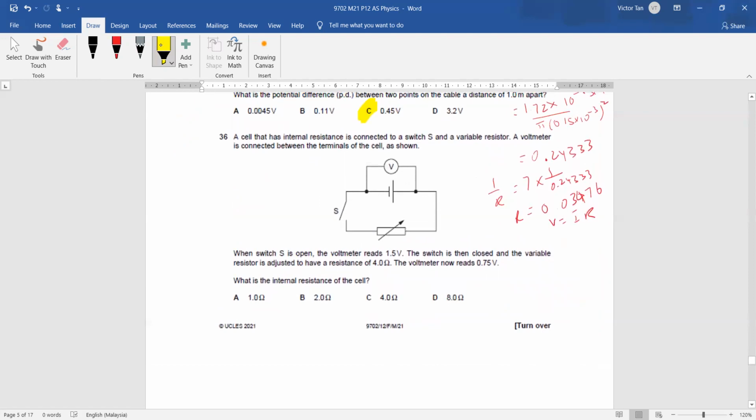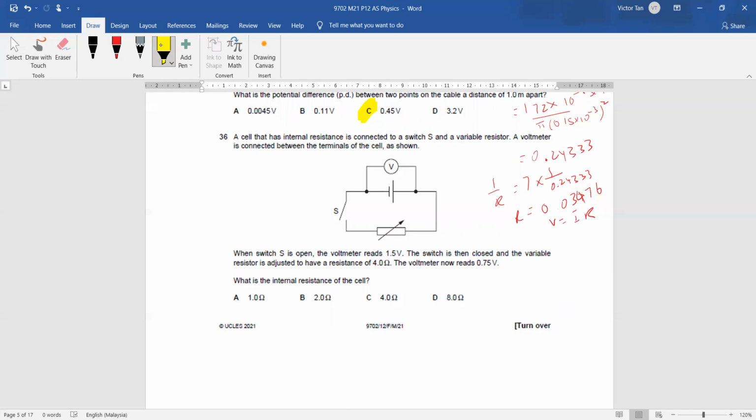A cell that has internal resistance is connected to a switch S and a variable resistor. A voltmeter is connected between the terminals of the cell as shown. When the switch is open, the voltmeter reads 1.5 volt. The switch is then closed and the variable resistance adjusted to have a resistance of 4 ohm. The voltmeter now reads 0.75 volt. What is the internal resistance of the cell?